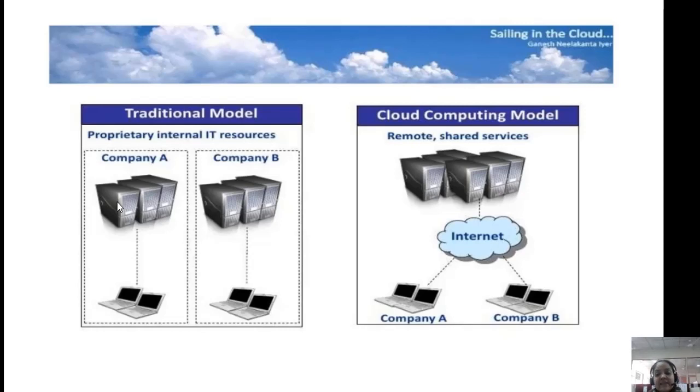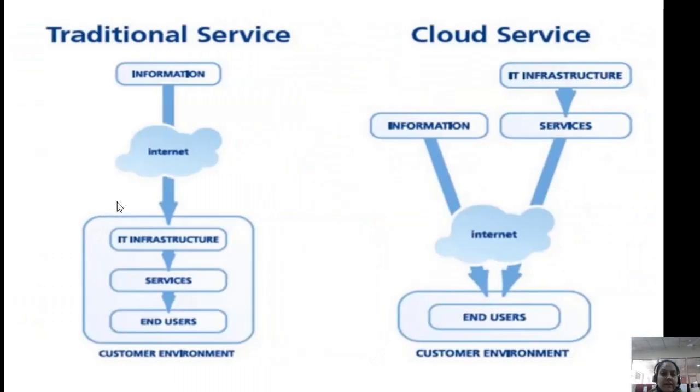So you can understand, dear student, how much things are getting bifurcated. Next, we have the traditional services, and then we have the cloud services, dear student. If you talk about the traditional service, let us study the diagram. This information is going to the internet, where we have the customer environment.